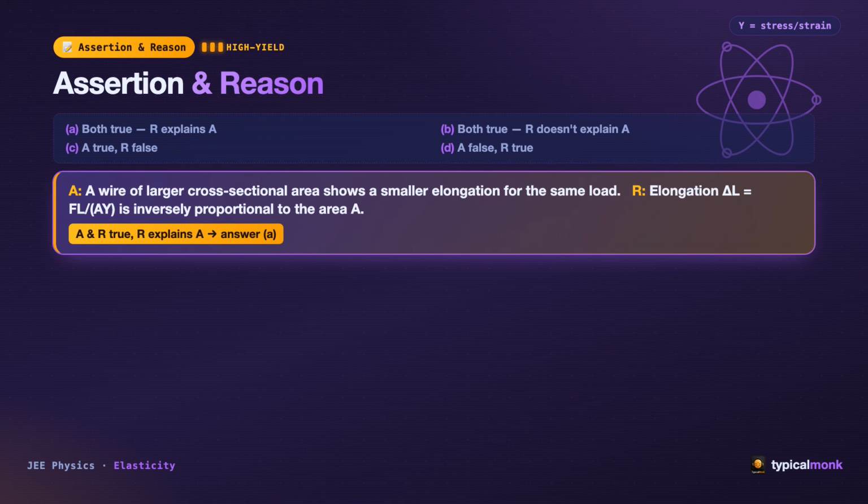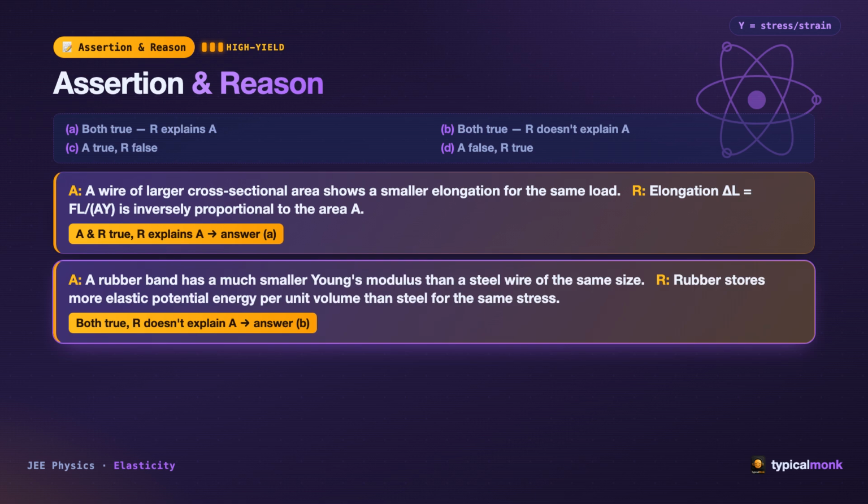First one, assertion. A wire with a larger cross-sectional area shows a smaller elongation for the same load. Reason. The elongation delta L equals FL over AY, is inversely proportional to the area A. Think like Sarah, check the assertion, check the reason, then the connection. Both are true, and the reason is exactly why the assertion holds. Option A.